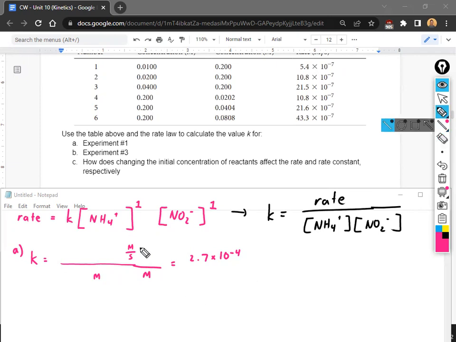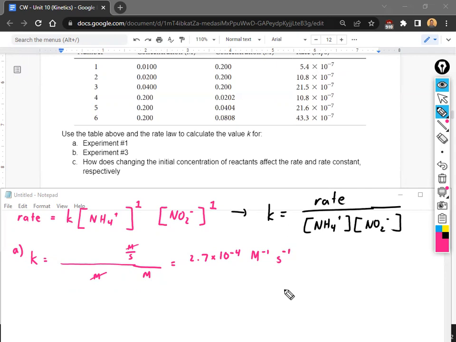If you have molarity on top and molarity on the bottom, they cancel out. So this molarity will cancel out with this molarity, leaving seconds. However, you have per second, but you also have per molarity, because both of them are on the bottom of the fraction. So the unit of measurement for K here will be molarity to the negative 1 and second to the negative 1, per molarity per second.